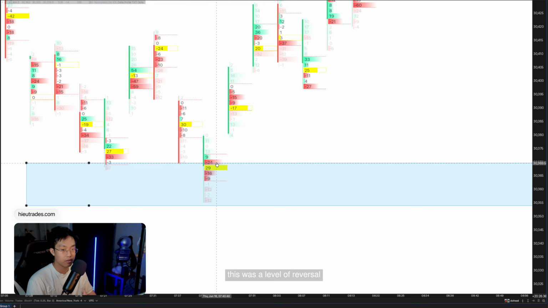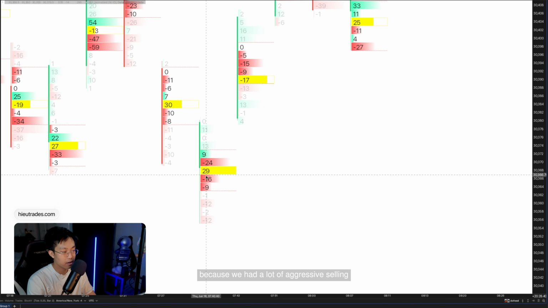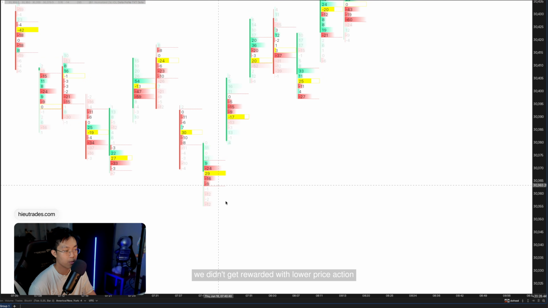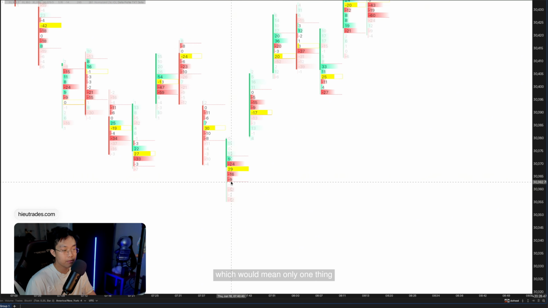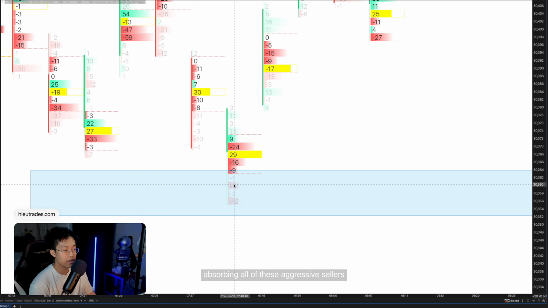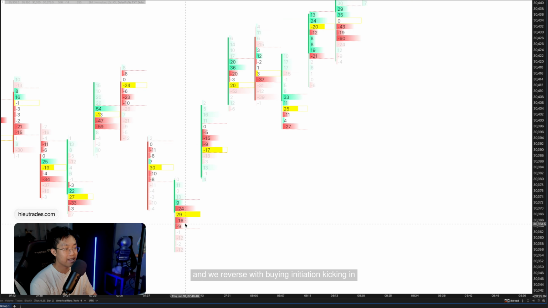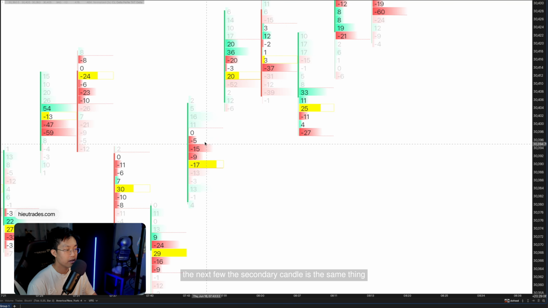But either way, this was a level of reversal because we had a lot of aggressive selling in control, but the candle closes bullish. We didn't get rewarded with lower price action, which would mean only one thing. There were a lot of passive buyers in the form of buy limits absorbing all of these aggressive sellers. So like I said, the demand from sellers was not enough to overcome the supply of buyers. So price stalls here and we reverse with buying initiation kicking in.